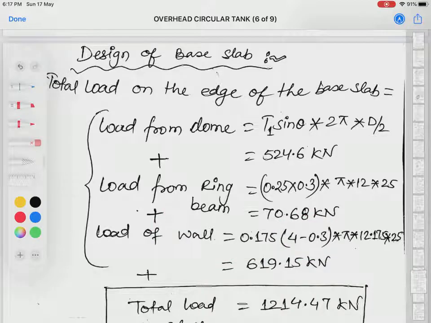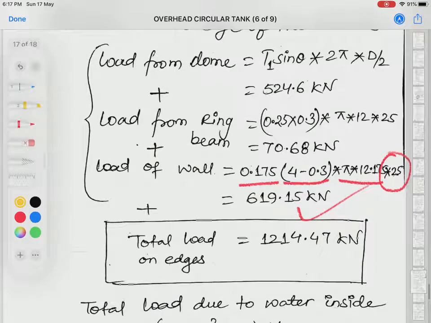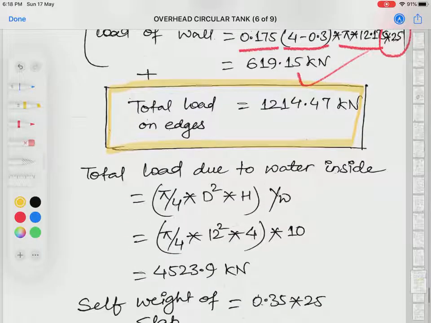So you can easily calculate the volume of the tank wall by 0.175 meter thickness multiplied by length, multiplied by pi into diameter. Diameter is again added here 0.175 because this is the tank wall. So total length will be external diameter, multiplied by 25 kilonewton per meter cube, and you can get this weight. Add all these three loads to get this final value of the total load on the edges. So you can get it very easily, 1214 kilonewton.